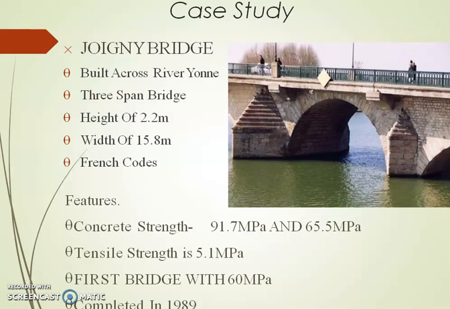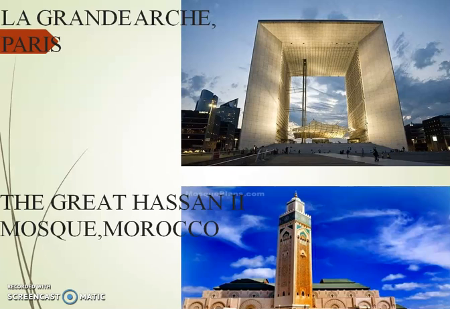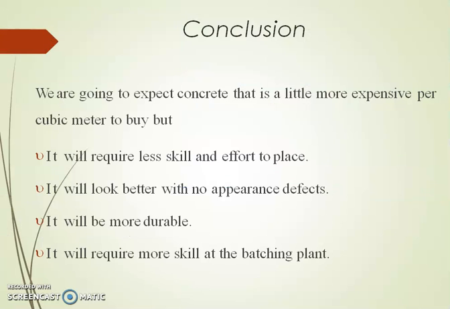Some of the case studies are: this is a bridge across the river Yonne. It has used the French codes. The height and width are mentioned. It is a 3-span bridge. It is the first bridge with 60 MPa strength. Tensile strength is 5.1 MPa. It was completed in the year 1989. High performance concrete is used for this bridge. Petronas Tower, a nuclear reactor in France, La Grande Arche in Paris, and a Morocco Mosque are built using this high performance concrete.